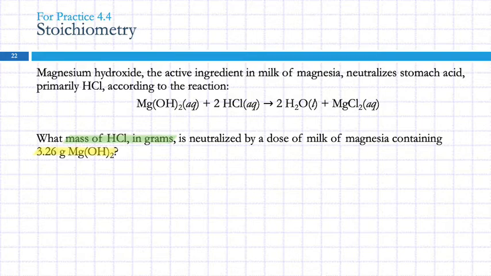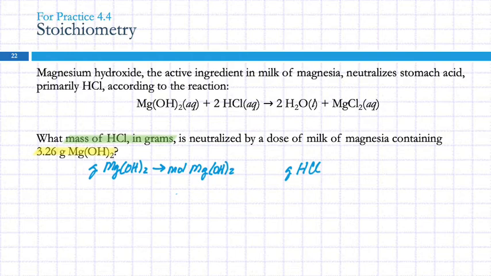So I'm starting with grams of Mg(OH)2. I want to end up with grams of HCl. How do I get there? Moles. There needs to be moles in the middle. So moles of magnesium hydroxide to moles of HCl to grams of HCl. Grams to moles to moles to grams.